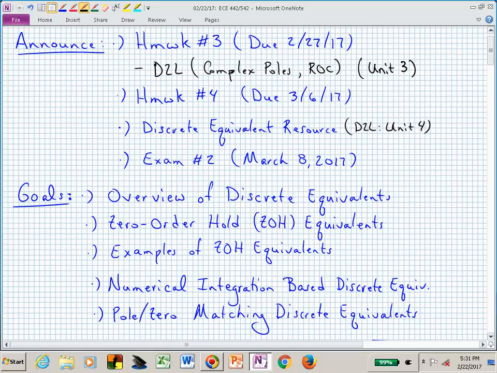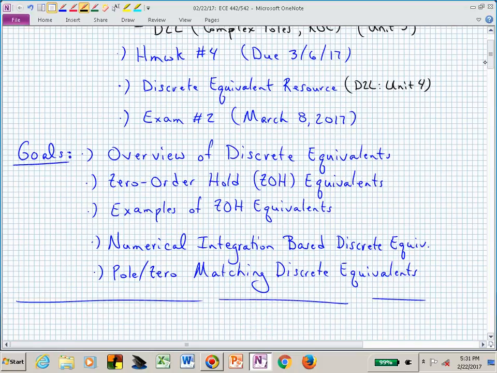Homework number 4, I now have posted some discrete equivalent resources that you can now make use of, and hopefully we'll get through a fair amount of that today so that you also have today's material for discrete equivalence. And that's what we plan to do, go over discrete equivalence.